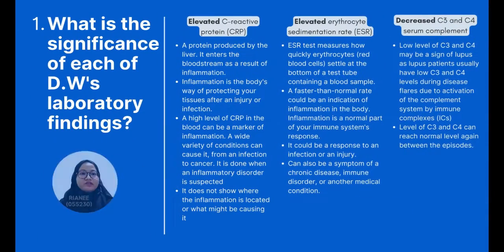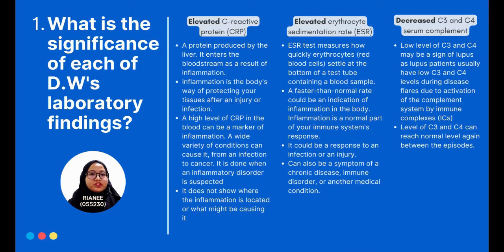The next result is elevated C-reactive protein. It is a protein produced by the liver. It enters the bloodstream as a result of inflammation. Inflammation is the body's way of protecting the tissues after an injury or infection. A high level of CRP in the blood can be a marker of inflammation. A wide variety of conditions can cause it, from an infection to cancer. It is done when an inflammatory disorder is suspected. It does not show where the inflammation is located or what might be causing it.